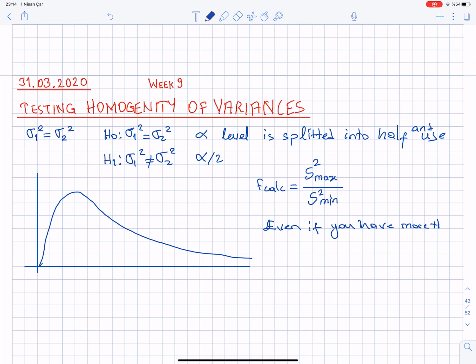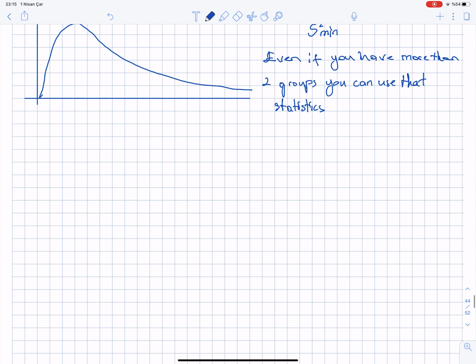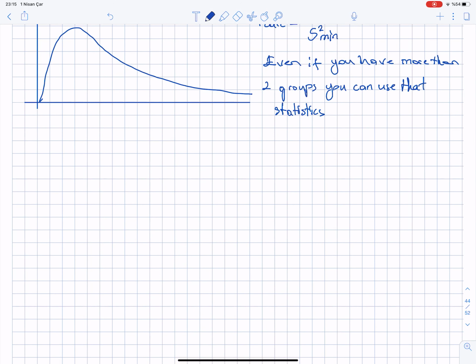Even if you have more than two groups, you can use that statistic. All you need is the maximum variance on the top and the minimum variance on the bottom. So if you have more than two population variances and you want to test the hypothesis, sigma 1 square equals sigma 2 square equals, and so on, up to sigma k square, for k different groups.